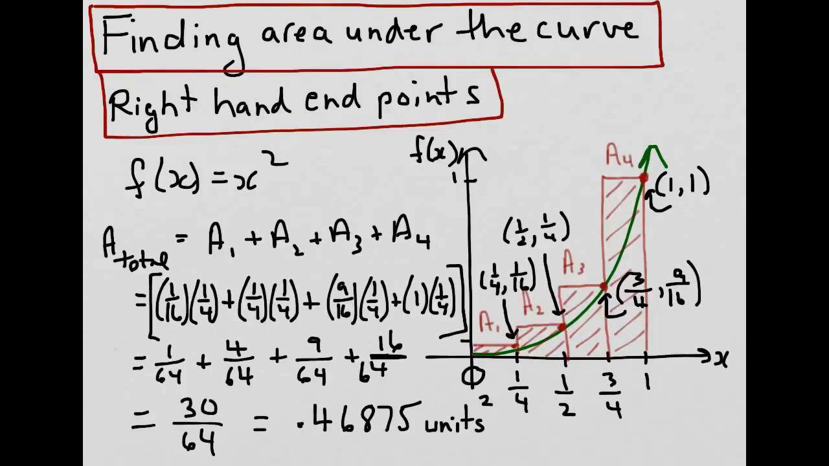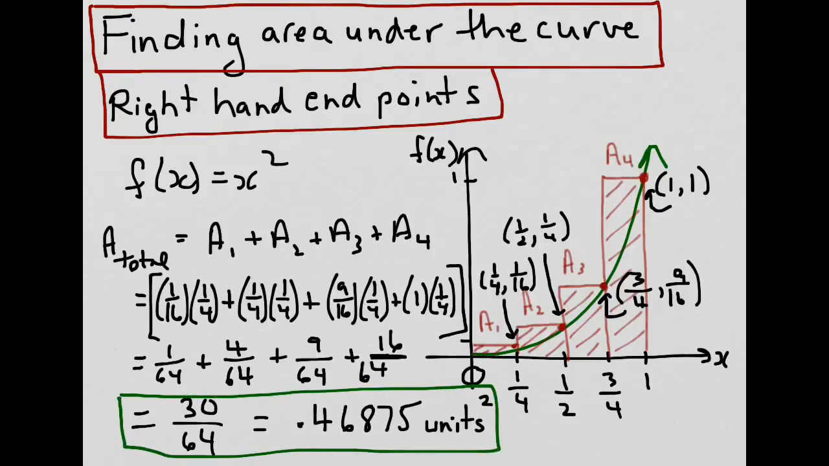So in the end, we find out that using the right-hand endpoints, our approximation for the area under the curve is 0.46875 units squared. And we will know by looking at the graph that this approximation is greater than the actual area under the curve.